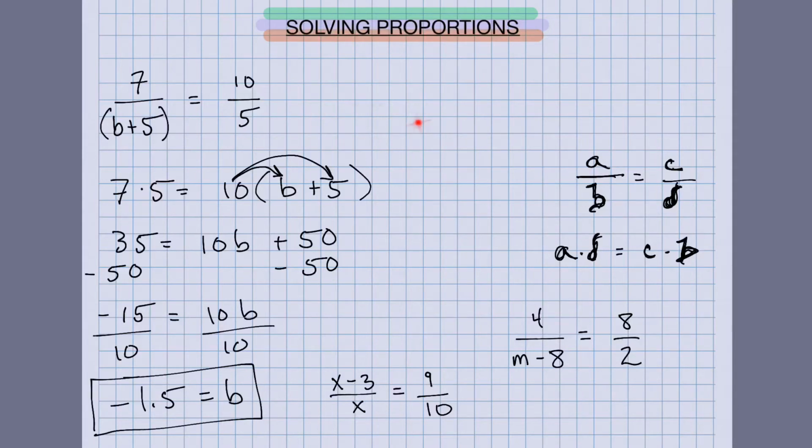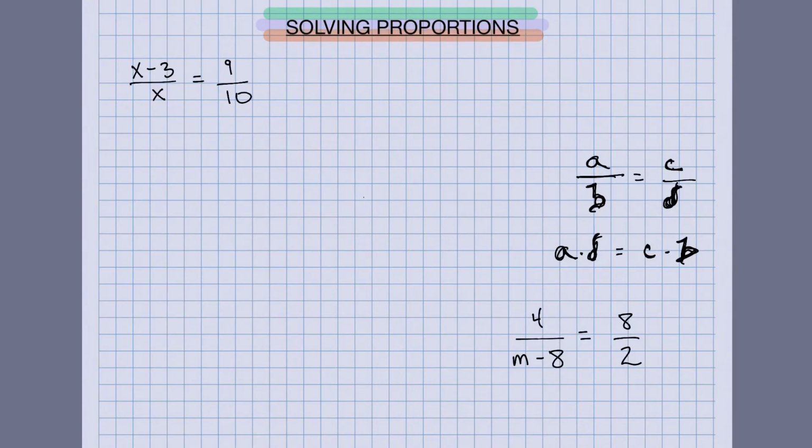Okay, once again, all we're doing is using our key. Here's our key. This is the important thing to write down. Okay, just cross multiplying across the equal sign, doing a little distribution. Then getting the variable b by itself, doing your basic algebra here. Subtracting 50 from both sides. Okay, then dividing by 10.